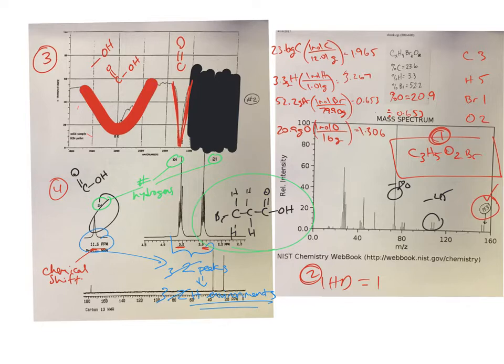We can then look at the shift and we can see that those are shifted up a little bit high. They're right next to a carboxylic acid. They're right next to a halogen. That tends to shift those values a little bit higher. So I would feel 100% confident in this structure.